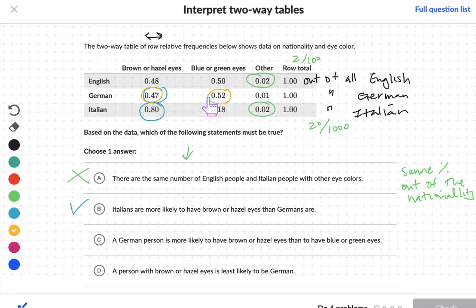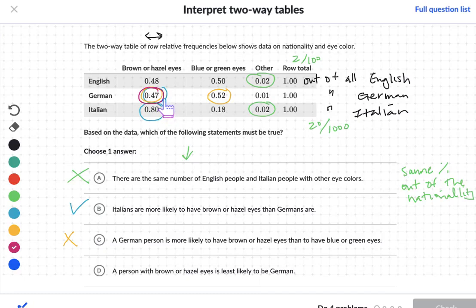No, that doesn't look more likely. It's a lower percent, 47% compared to 52%. No. And then the last one, a person with brown or hazel eyes is least likely to be German. So they're saying if you have brown or hazel eyes, you're probably less likely to be German compared to English or Italian.